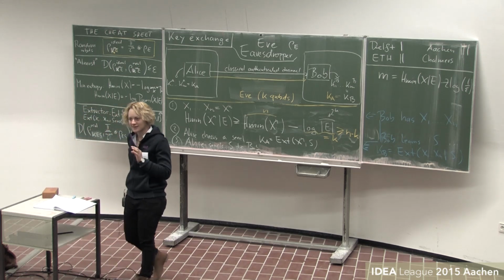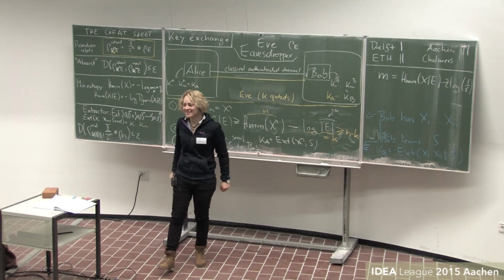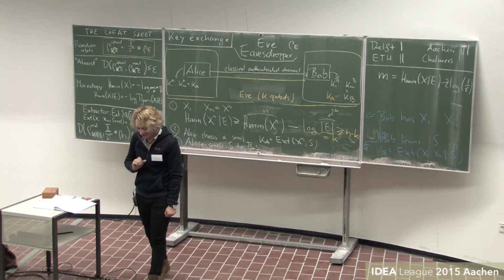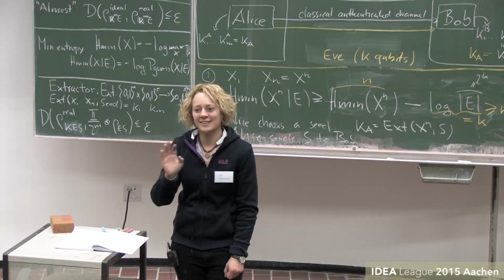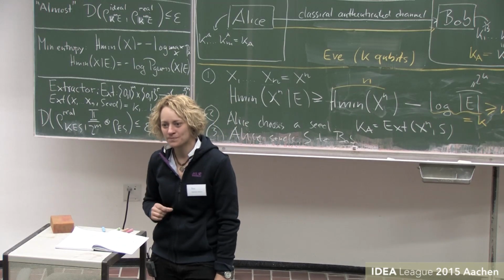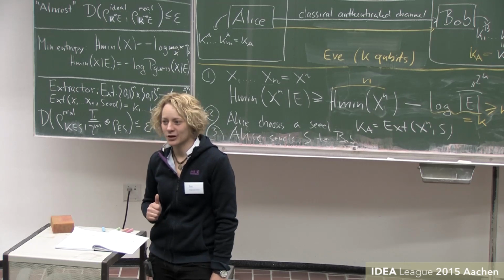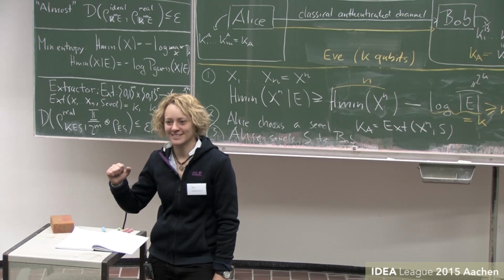So this is precisely why this trace distance is well loved by cryptographers, because it means that no matter what we later do with this key, we are still safe. Okay. Excellent.